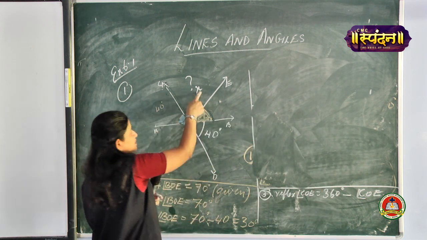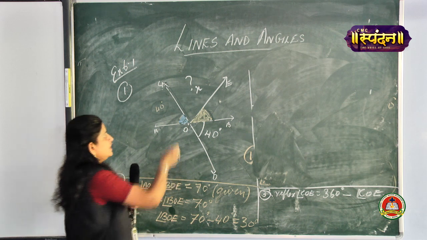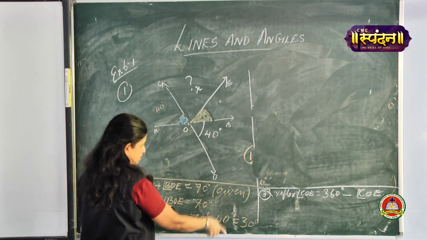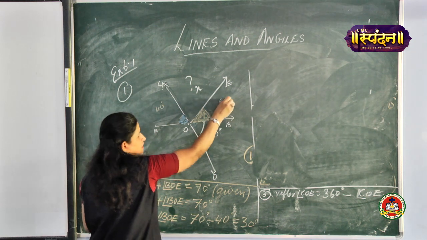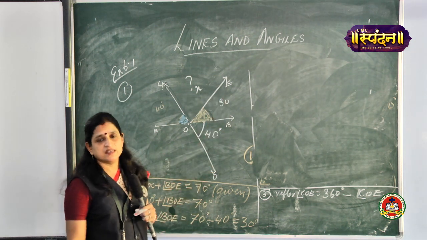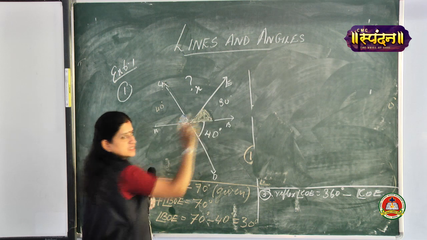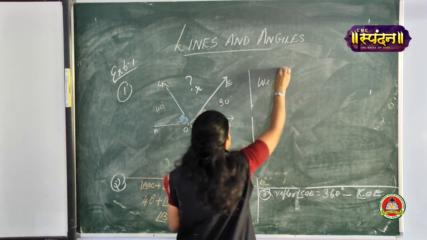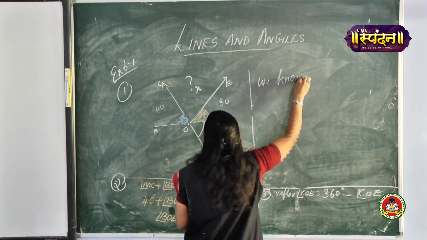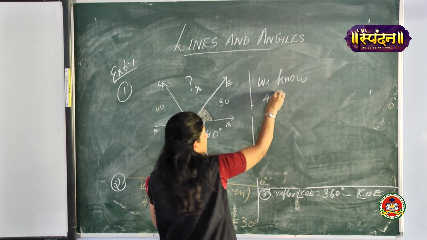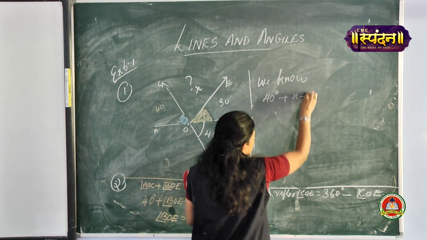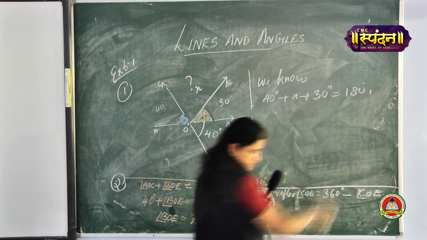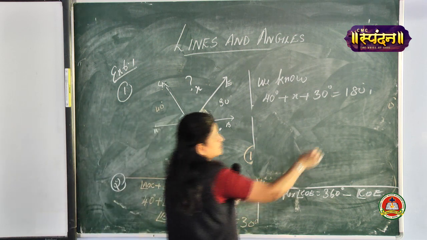Now for finding this angle X, we know that 40 degree plus X plus 30 degree is equal to 180 degree. Reason: it is a straight line. So I will write it over here. We know 40 degree plus X plus 30 degree is equal to 180 degree. What is the reason? Straight line.